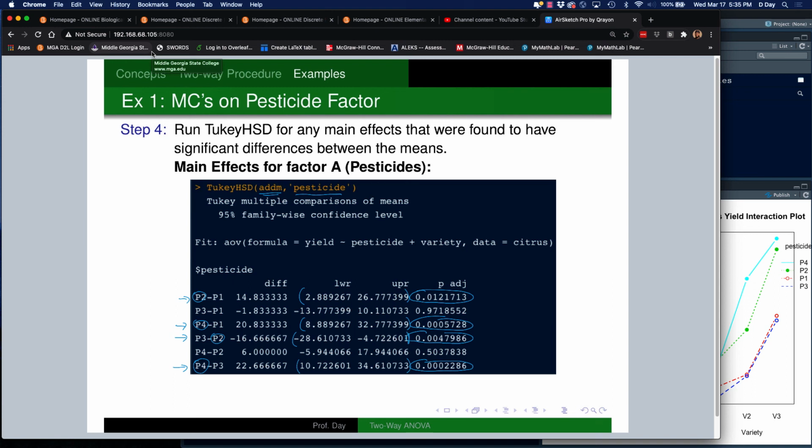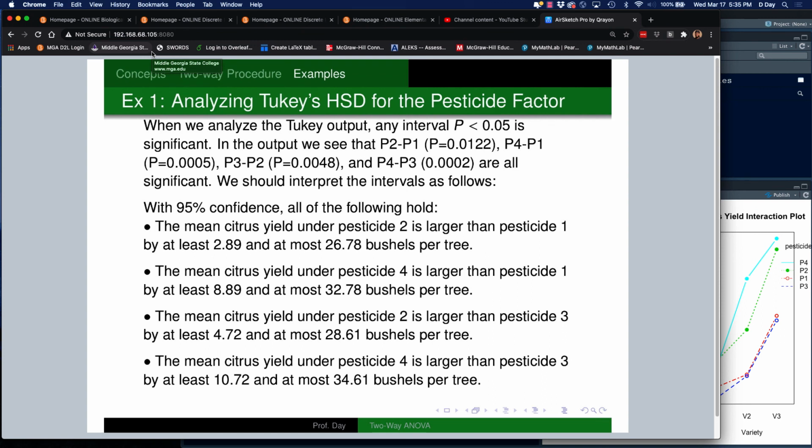And so we can conclude that, along with interpreting our relevant significant intervals here. Again, I'm not going to read this whole thing out to you. I'll read one of them, but they all follow suit. So we analyze the Tukey output. Any p-value less than 0.05 is significant. In the output, we see P2 minus P1, P4 minus P1, P3 minus P2, and P4 minus P3 are all significant. So we should interpret the intervals that we saw as follows.